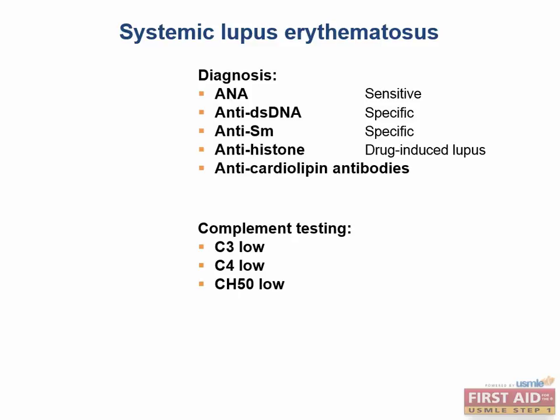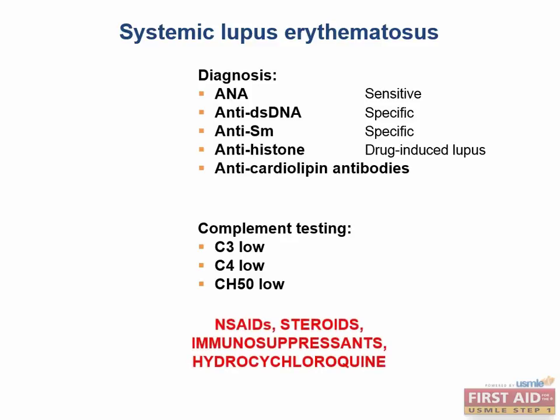The treatment of lupus is very complicated. What you need to know is treat with NSAIDs, steroids, immunosuppressants, or hydroxychloroquine. Do you recall what else hydroxychloroquine is used for? Malaria.